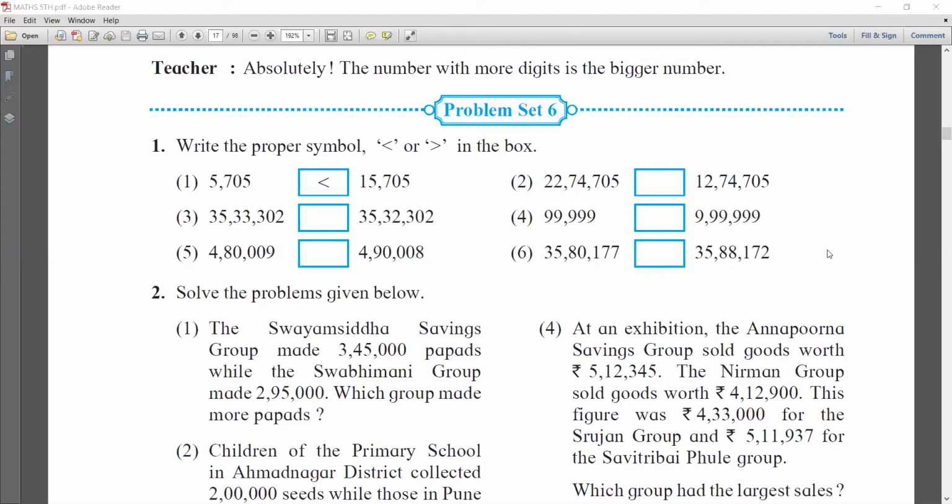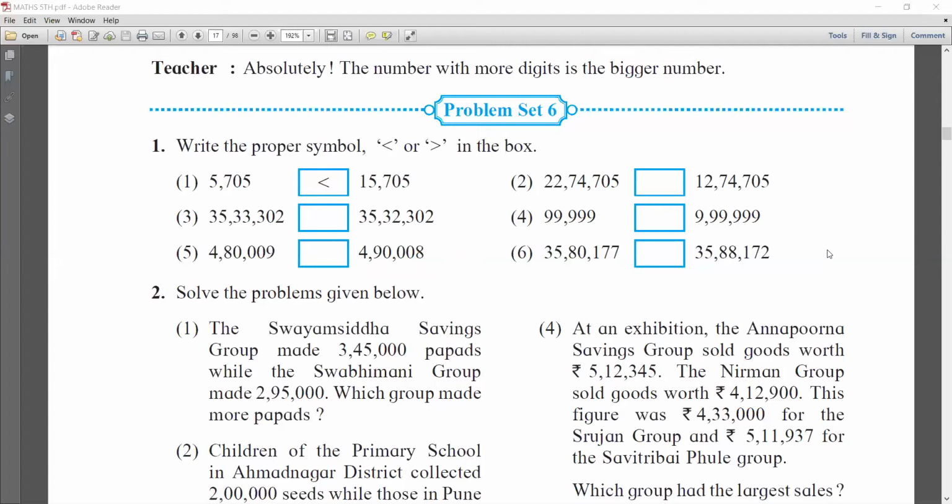In this first exercise, write the proper symbol, greater than or smaller than, in the box. Boxes are given. We have to read and decide which number is greater or smaller, and use the proper symbol in the boxes. The first one is already done. You have to read the number carefully, then only you can find out which number is greater or smaller.